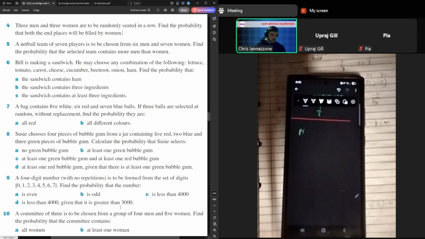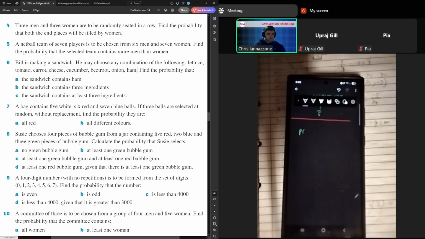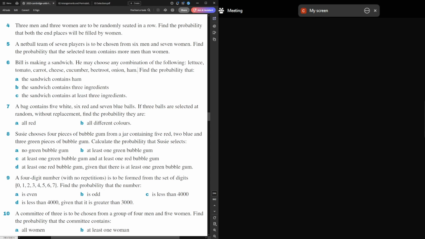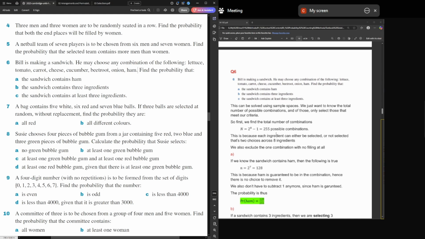The thing I had in mind is probably a bit easier, which is to use a complement probabilities approach. So if I once again screen share the answer section, when we're finding our total number of possible combinations without any restrictions, it will be 2 times 2 times 2, 8 times, because you either say yes or no on lettuce, yes or no on tomato, yes or no on carrot, and so on and so forth.